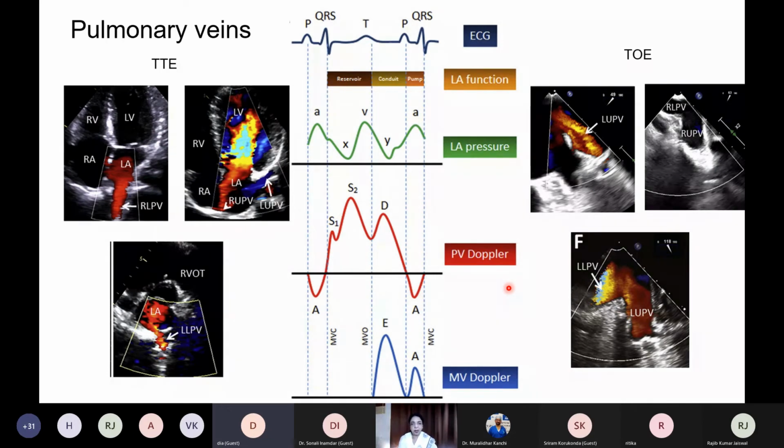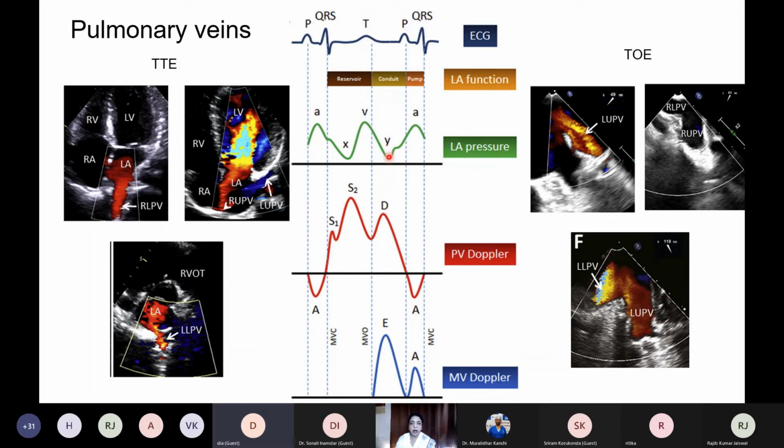Whatever I told you on hepatic, it is the same on the pulmonary side. See, this is the ECG, this is the atrial tracing of A and V and X and Y. This AXVY is a very important concept. XY descent is equivalent to S2. S1 is atrial relaxation. Just after closing of the valve, the atria start relaxing. So this is due to atrial relaxation, which is very difficult to find on transthoracic, but in transesophageal you can very nicely see this wave.